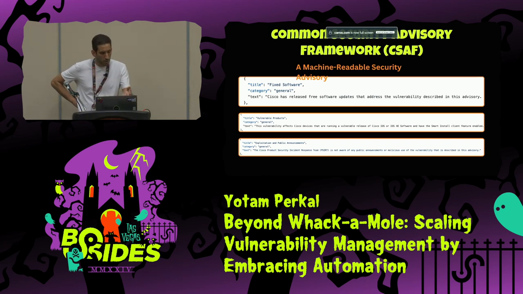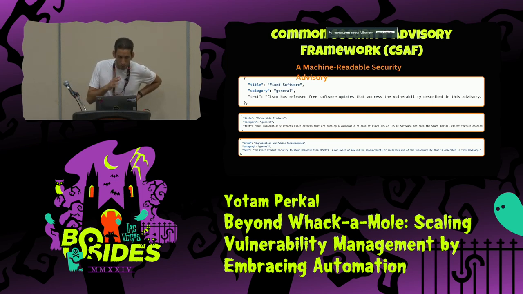Okay, so here you can see an example. I'm not sure how well you can see the text, but for example, you have a snippet that says fixed software: Cisco has released free software updates that address the vulnerability described in this advisory. Then you have a couple of other updates, for example, that this vulnerability affects Cisco devices running a vulnerable release of Cisco software and install a specific client feature. And the last one is a kind of exploitation update, that Cisco is aware that this is actually being exploited in the wild.